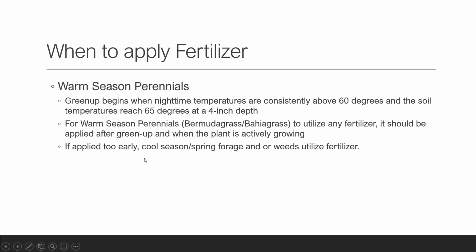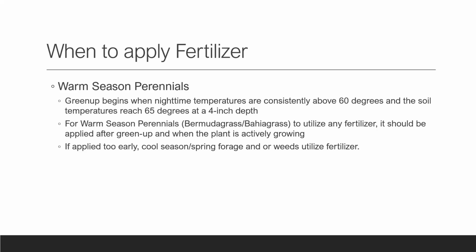So green up begins when nighttime temperatures are consistently above 60 degrees and the soil temperatures reach 65 degrees at a 4-inch depth. I'll tell you this, I checked the soil temperature at my place this last weekend, and at a 4-inch depth, the soil temperature was 57 degrees Fahrenheit. And so we are close. As we know, green up has already occurred. So that tells me that at some point in time here recently, we've been right there around that 60 to 65 degrees. Some of you may have already observed that soil temperature.